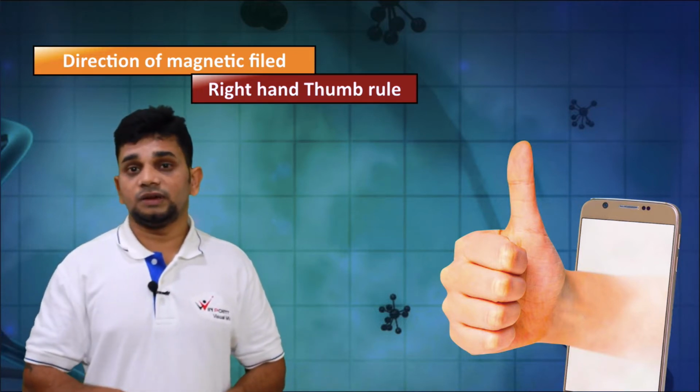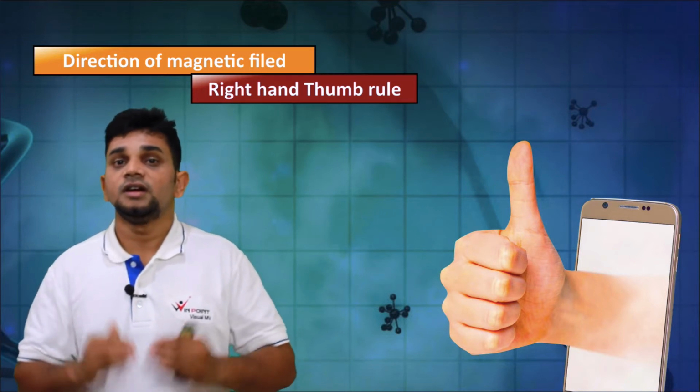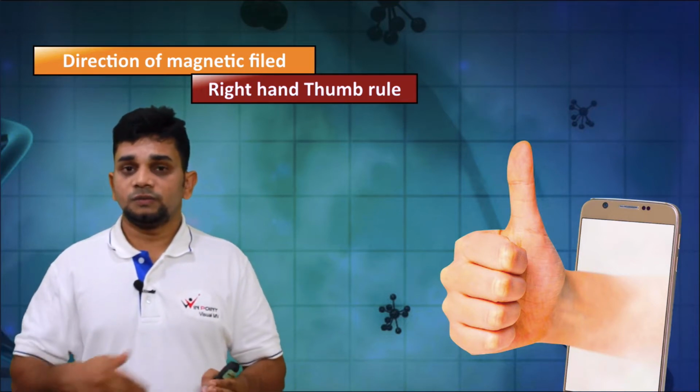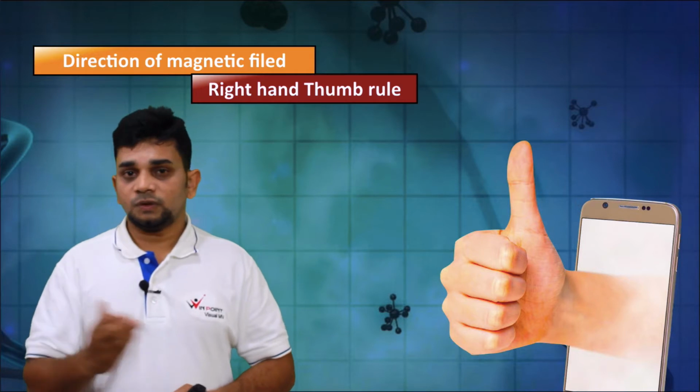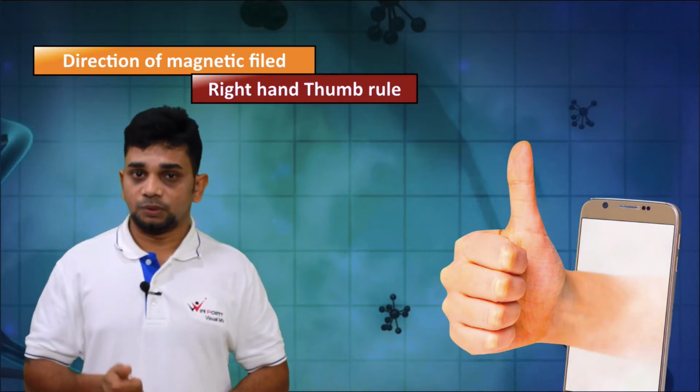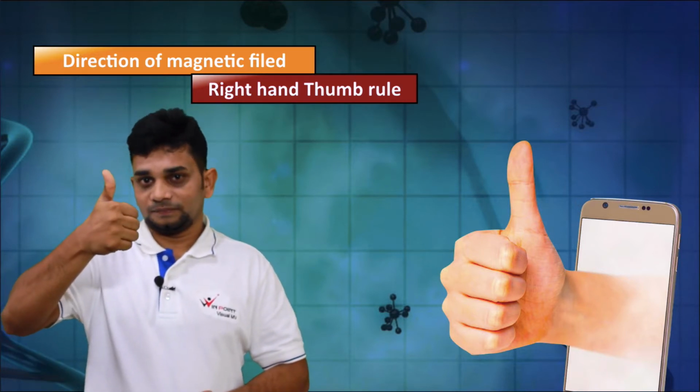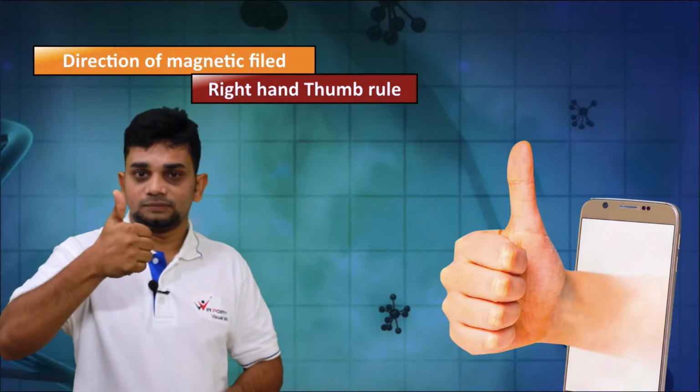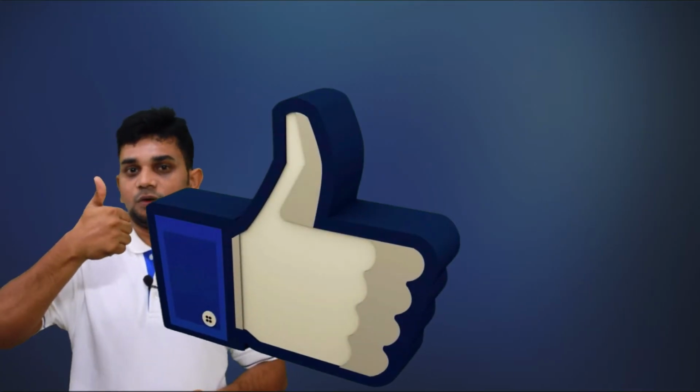Magnetic field and electric field, these are vectors. These quantities have direction. These are vectors, so we sometimes need to find the direction. For that we are using this right hand thumb rule. You can hold your right hand like this. Okay, this is the thumb rule. It is like the Facebook like, right?